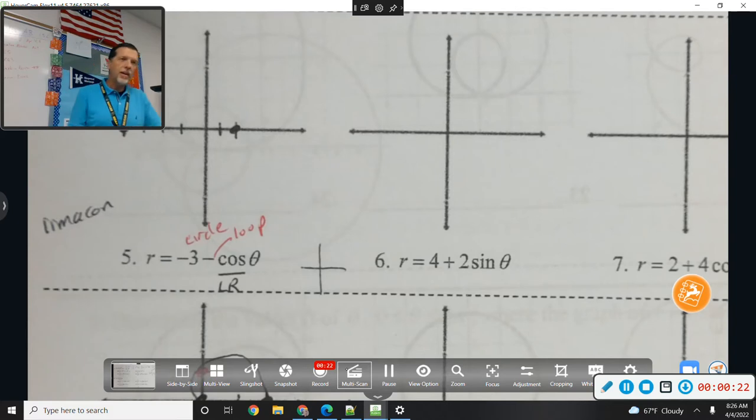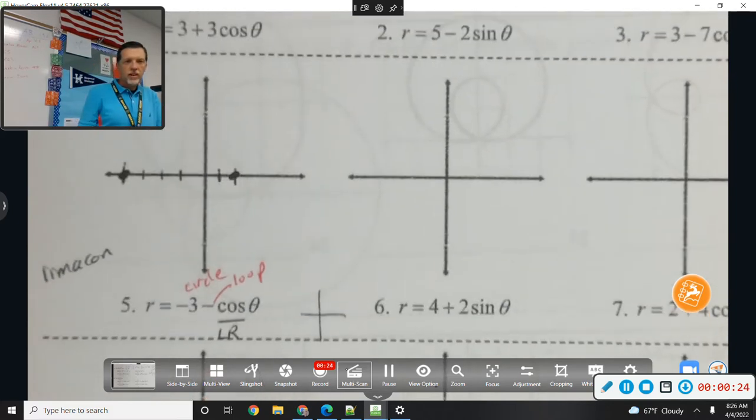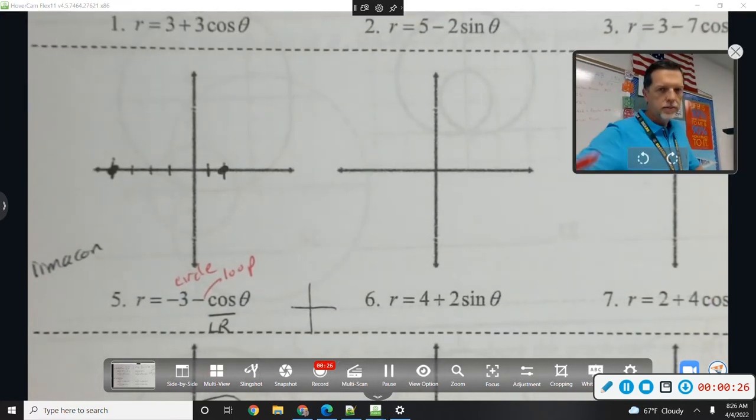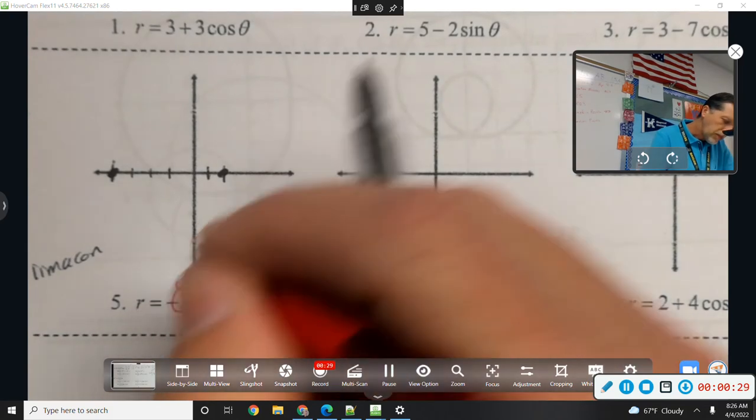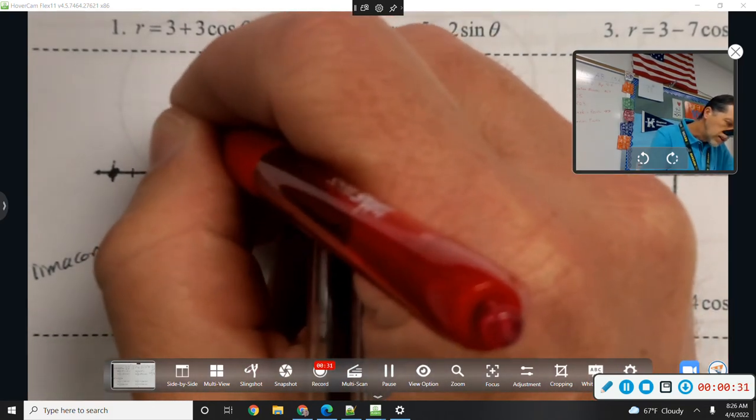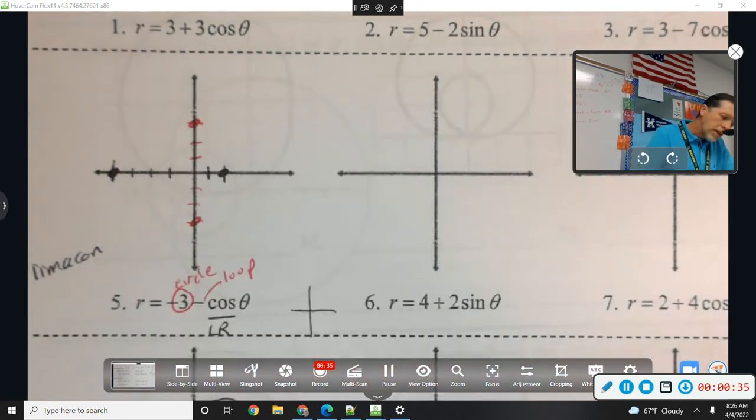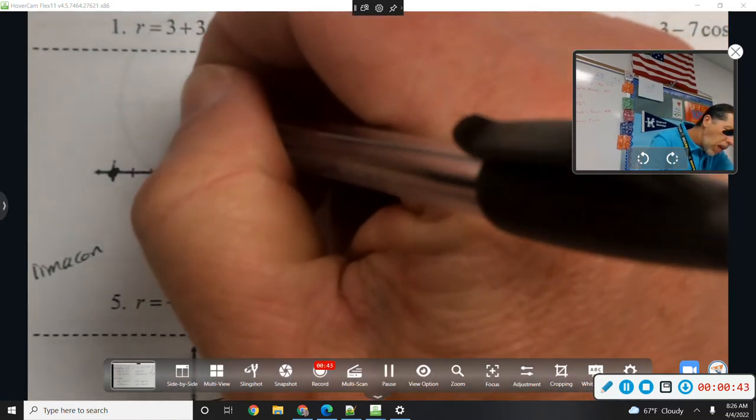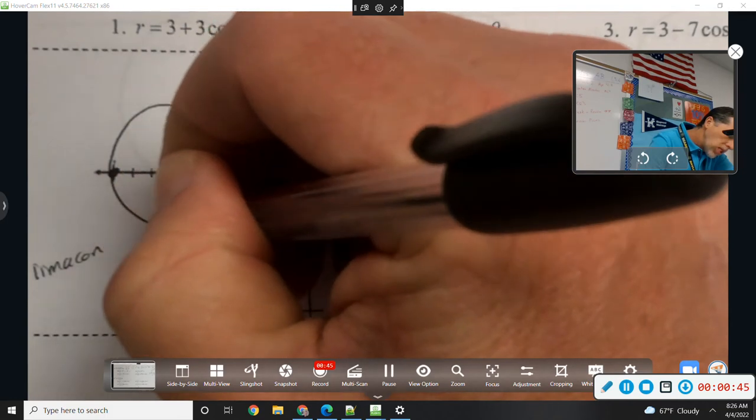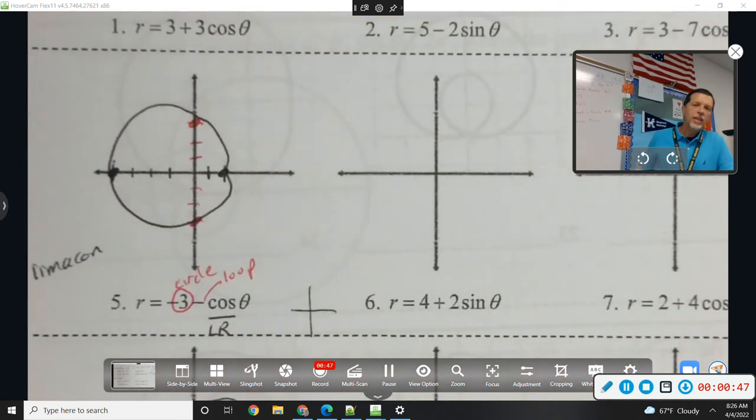And then how about the sideways pieces? How far up and down will I go? 3. And again, make it circular. Don't just play connect the dots and make a kite, you know? Something like that. And that one's wrong on the key.